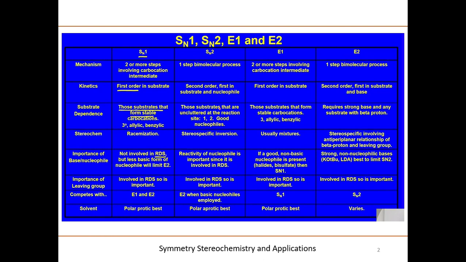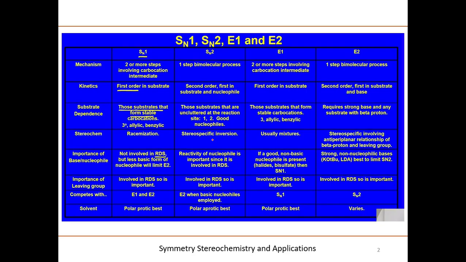The substrate dependence is based on how uncluttered the reaction site is, that means the steric hindrance of the reaction. I will discuss it later in the slides, then it will be more clear to you. For right now you just remember that steric hindrance matters in the SN2 reaction. So it should be a good nucleophile which is involved in the reaction. Now in the SN2 reaction we are getting specifically one product, that means it is a stereospecific inversion.